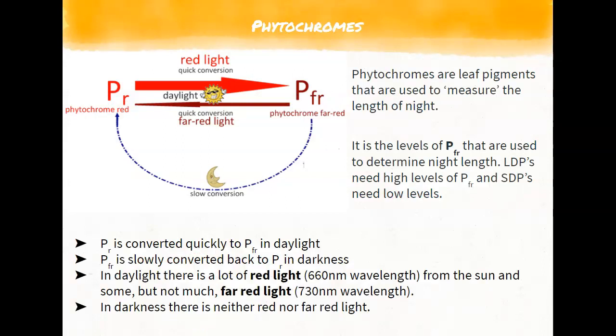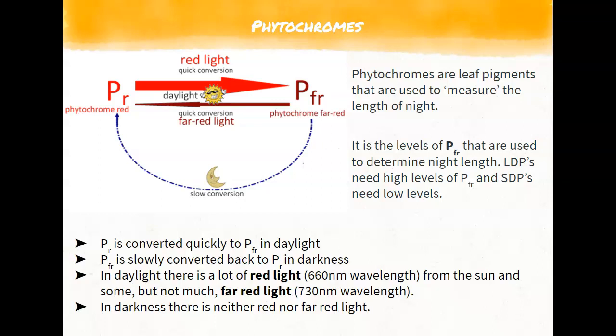So the big thing with flowering plants is phytochromes. Phytochromes are pigments that are found in plants. They are used to measure the length of night. Remember, we call them long day and short day, but we really care about the night length.